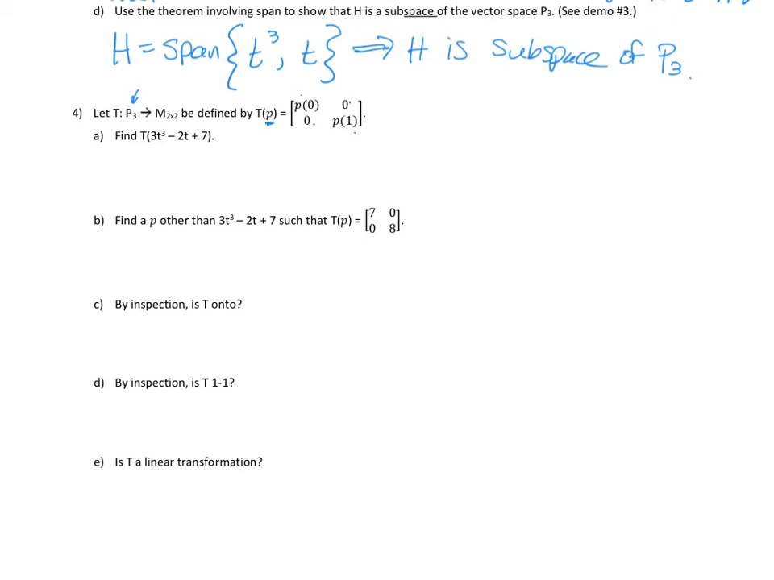All right, so find T of 3t cubed minus 2t plus 7. So it's going to be p of 0, 0, 0, p of 1. So p of 0 is what you get when you plug 0 into this polynomial, in which case you get 7. And then p of 1, when you plug a 1 in there, you get 3 minus 2, which is 1, and 1 plus 7 is 8.